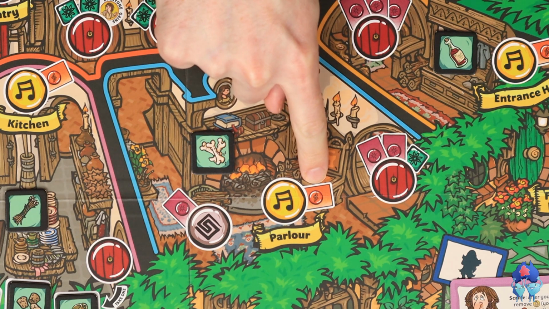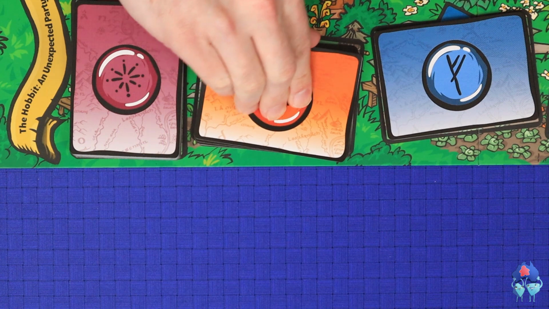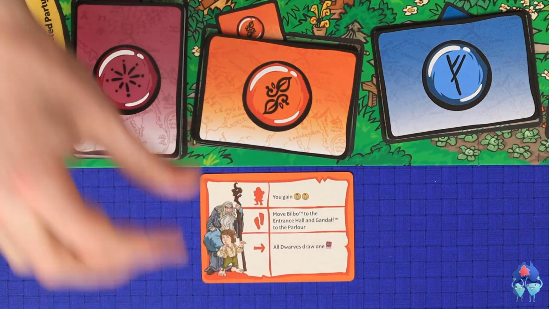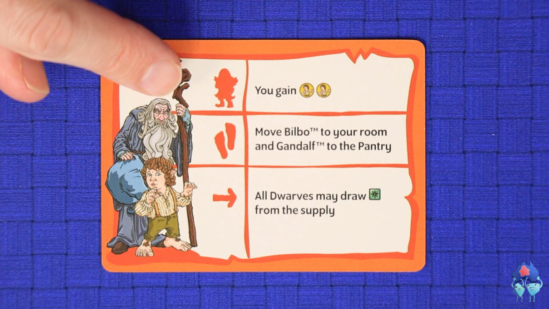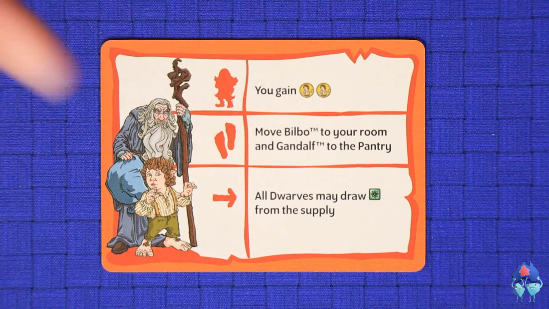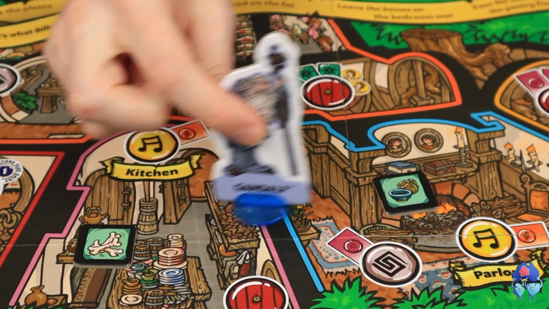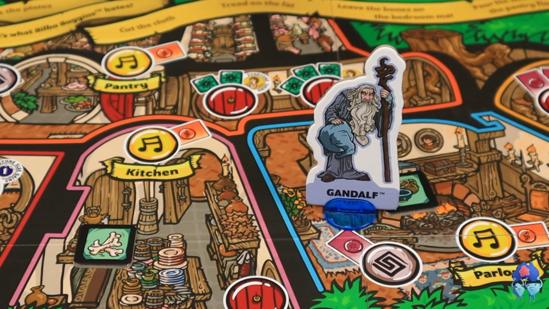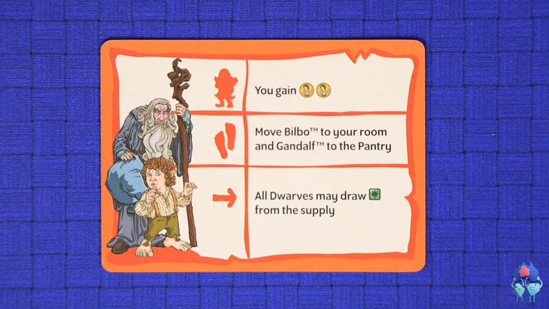Then, as indicated by this icon, draw an orange bag end card. These cards will resolve a few random effects for the players to deal with. The top row always results in the player who took the action gaining 1 or 2 curious. The second row moves Bilbo and or Gandalf around the house. And note that every time you move Gandalf to a new room, he drops an item at random from the bag on the floor of that room. And the third row is a random effect which may impact all dwarves in the game.